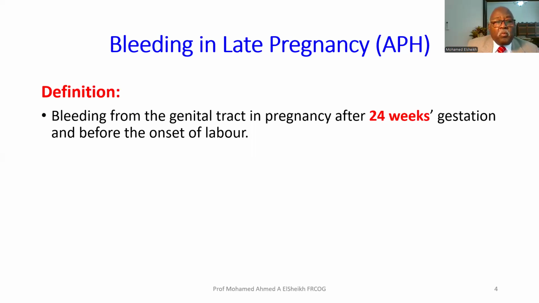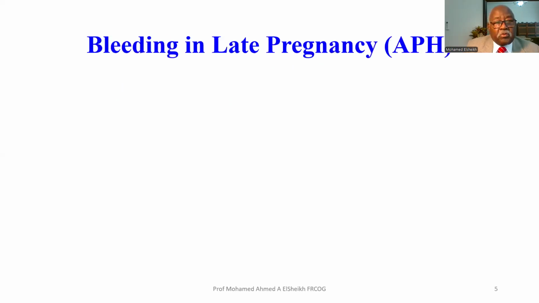Generally, we say it is bleeding from the genital tract in pregnancy after 24 weeks gestation and before the onset of labor. 24 weeks gestation is an important landmark. Initially, we used to say 28. It came down to 24 weeks. And in some centers, we expect it to be 20 weeks. That relates to the gestational age at which the fetus can survive outside the uterus. And also before the onset of labor, if it started in labor, then it will be intrapartum, not antepartum hemorrhage.